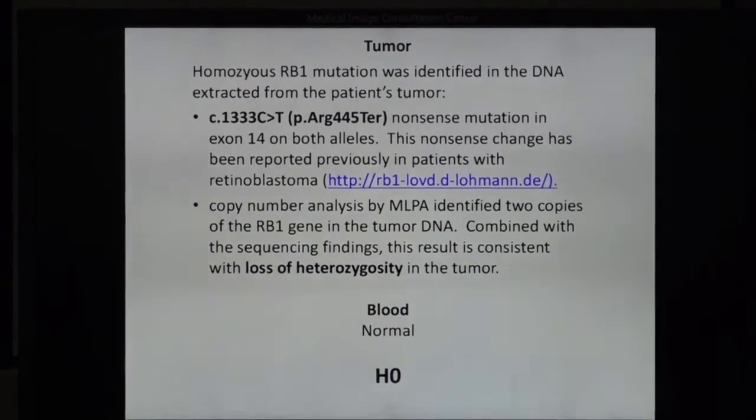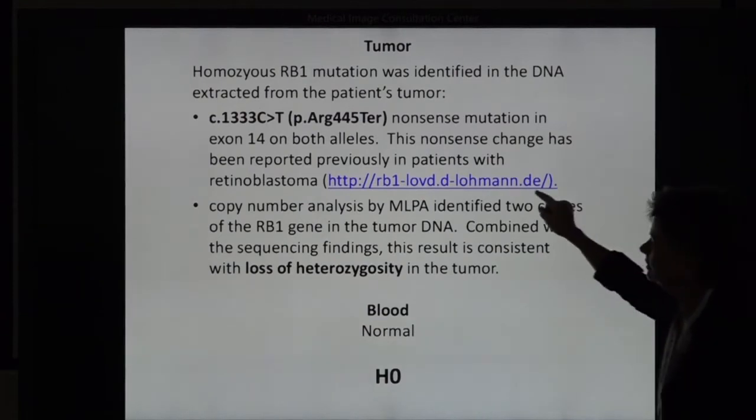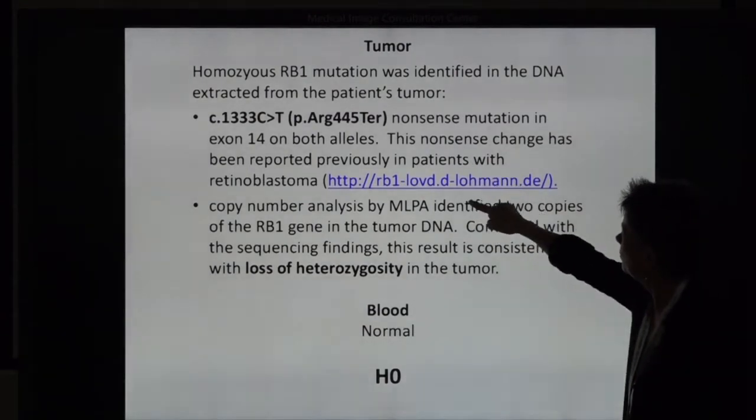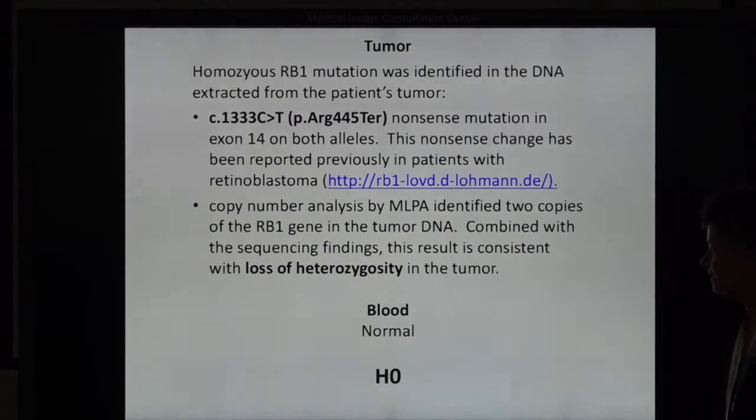This is getting into the details, but the report provides all of this, including a reference that this particular mutation can be found in the database. And the blood is normal, so this child is also H0. So one child needs chemotherapy, four cycles, and then will be followed. And one child needs no more treatment, ready to resume the child's life, because we took out the eye.